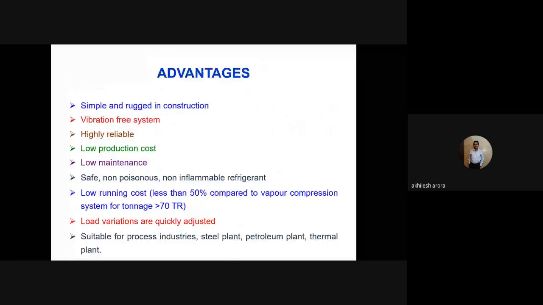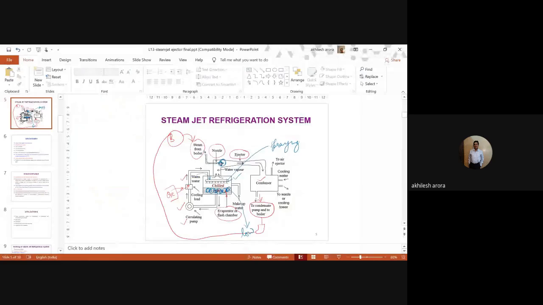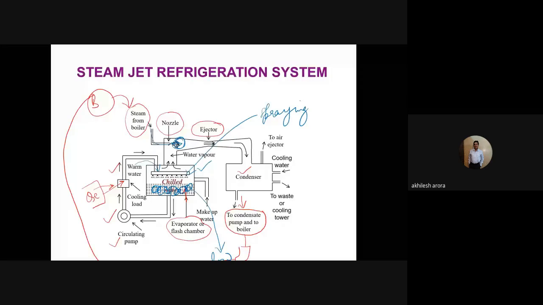Okay, so once again I will explain you when I come to this diagram.